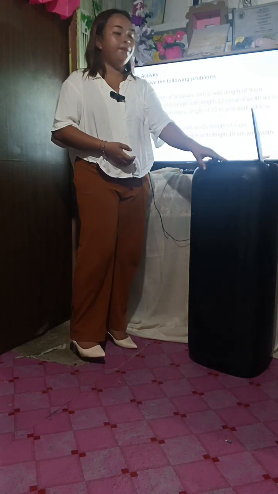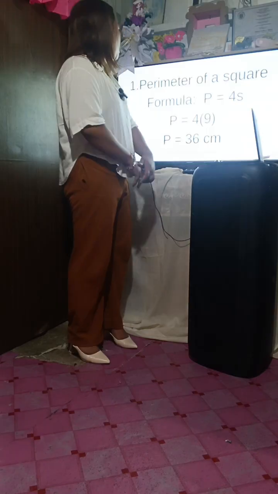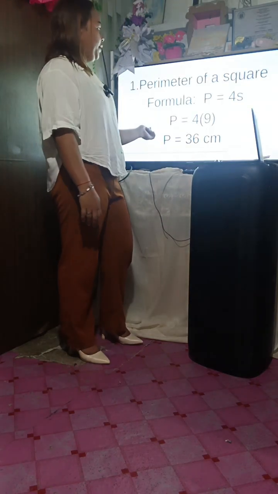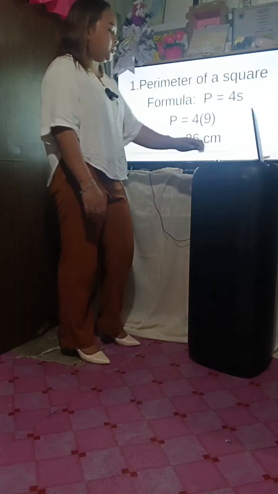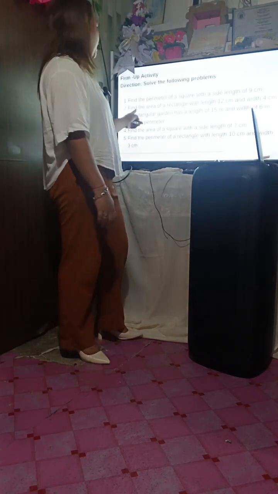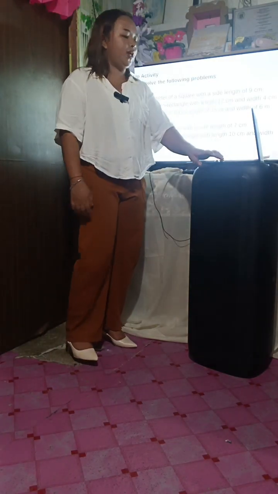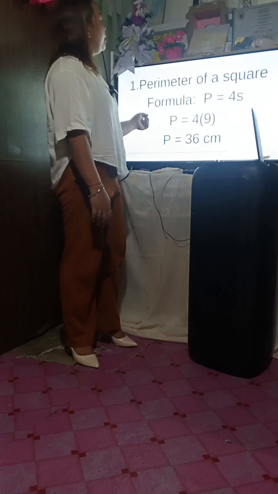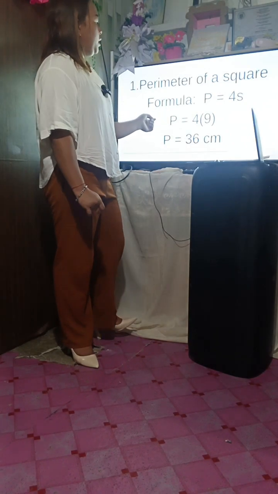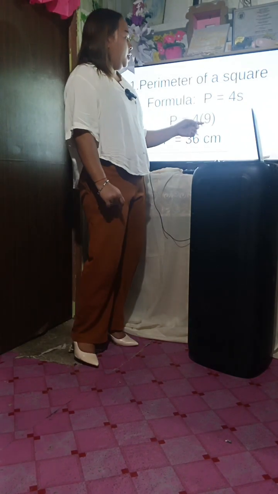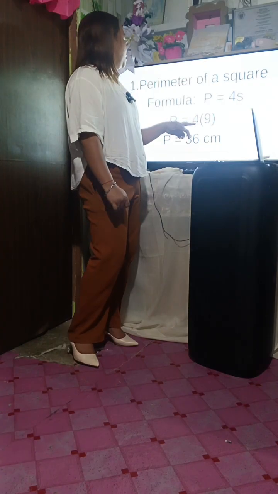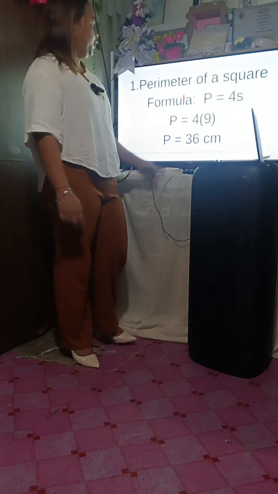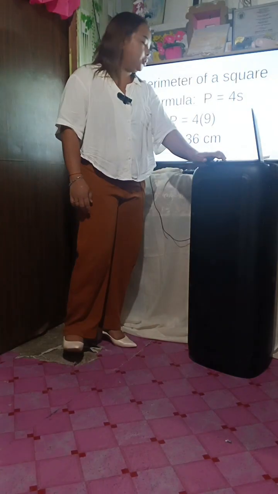Okay, time's up. Let's now answer. In the given one, the perimeter of a square, what is our number 1? Find the perimeter of a square with a side length of 9 centimeters. So here we have the perimeter of a square. We have given 9 centimeters, which is the side of the square. So 4 times 9 is equal to 36 centimeters.